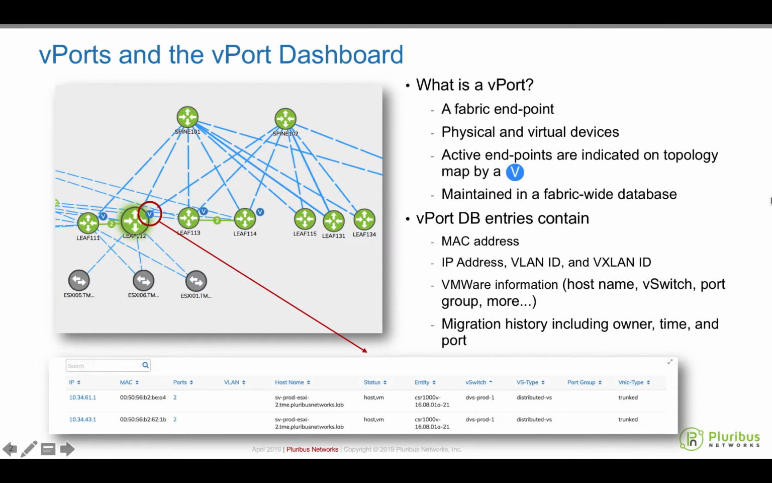Before taking a look at the vPort dashboard, let's take a minute to talk about vPorts in general. vPorts are simply an endpoint connected to the fabric. They exist for physical ports such as a server, or for logical ports such as a virtual machine or virtual router. In the UNUM topology map, when you see a little blue circle as we have here, it indicates the presence of active vPorts on that specific node.